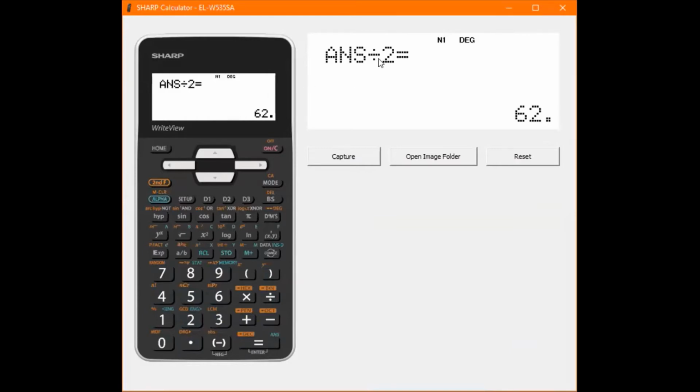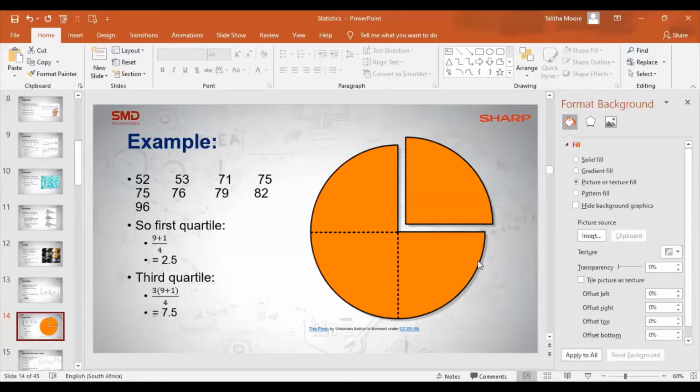And then for our third quartile, we have 9 plus 1 is 10, divided by 4 is 2.5, times 3 is 7.5. So position 7.5 would be between 79 and 82.